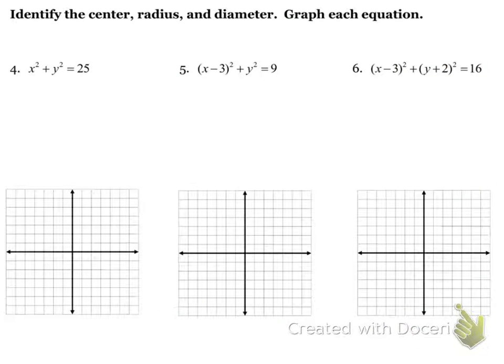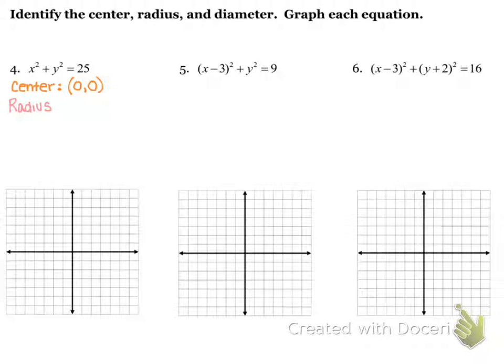Okay, so now we're going to identify the center and the radius if we were given an equation. So, for number 4, since I have x squared and y squared, just like we finished in number 3, that means our center is going to be at (0, 0). So then we have the radius. So let's find the radius.